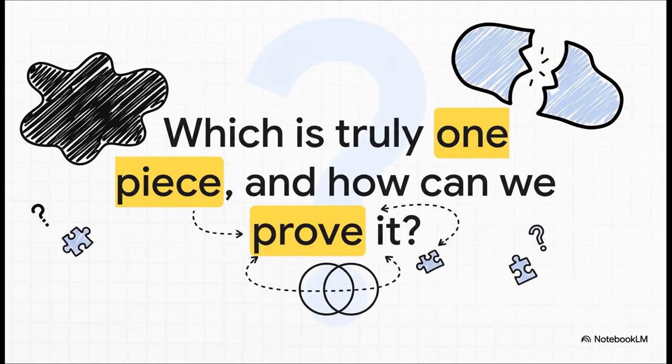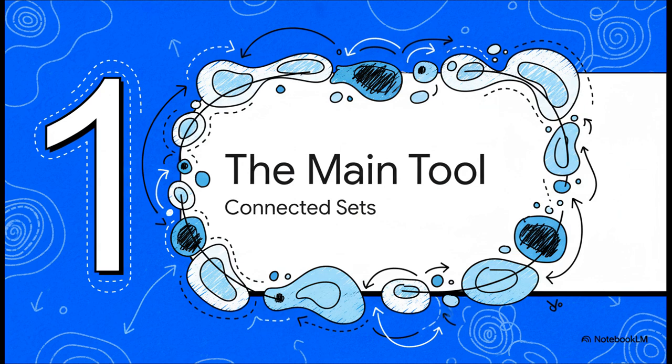So take a look at these two shapes. Intuitively, you just know one is a single continuous piece and the other is broken, right? But how would you prove it? See, in mathematics, saying it just looks that way doesn't cut it. We need a rigorous, undeniable definition for this idea of being connected. And to get that proof, we need a really powerful tool.